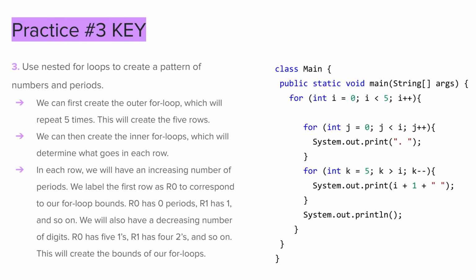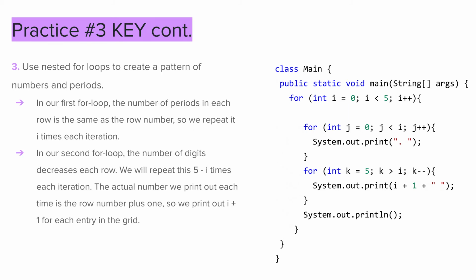For practice 3, we will start with the same structure as practice 2. Our outer for loop will repeat 5 times, and we will have 2 inner nested for loops. In each row, we have one more period than the last. Row 0 has 0 periods, row 1 has 1, and so on. These bounds are identical to the ones in practice 2. We will also have one less digit in each row. Row 0 has 5 digits, row 1 has 4 digits, row 2 has 3 digits, and so on. These bounds are identical to the ones in practice 2, but what we print is going to be different.